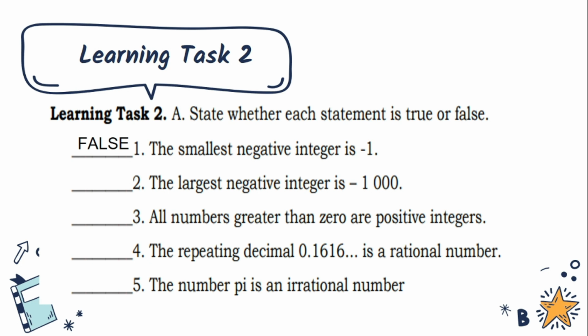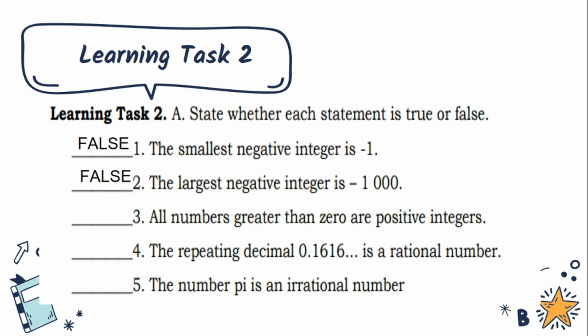Kagaya nga ng kinompare natin kanina, we have negative 1 and negative 1 million. Ang mas maliit sa kanya ay negative 1 million. 'Di ba? So therefore, hindi lang negative 1 yung smallest negative integer. Okay? So I hope na nasagot din ito yung learning task number 1 nyo. Okay? Kung tama ba or mali yung mga idea nyo. But it's fine. Number 2, the largest negative integer is negative 1,000.